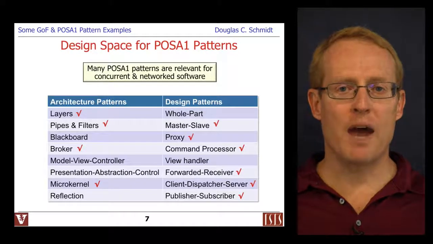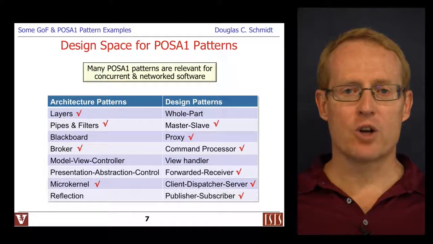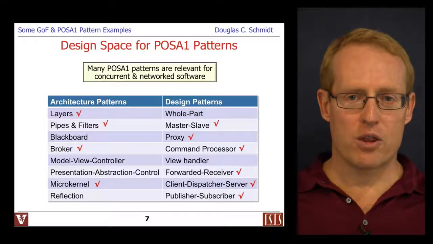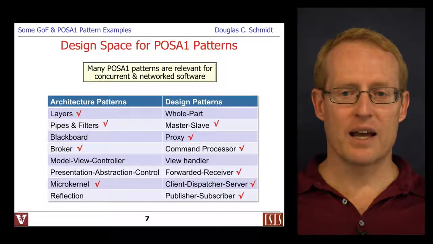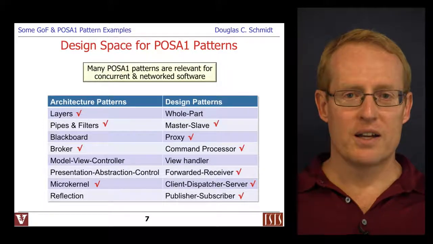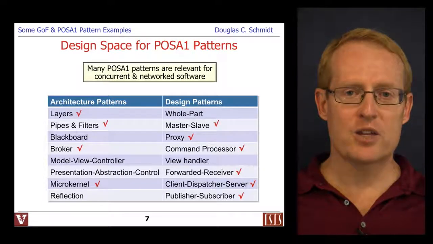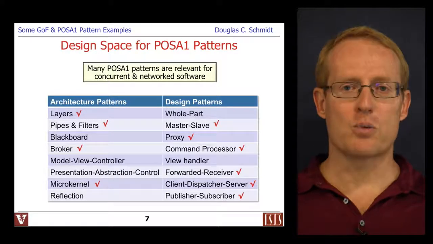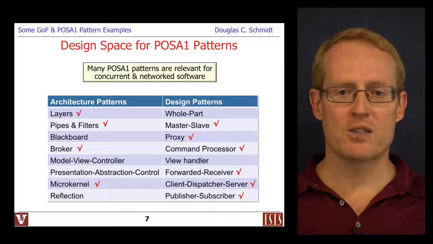Many of the POSA 1 patterns are highly relevant for concurrent and network software. And we're going to talk about a lot of these things throughout the course. We'll be talking about publisher-subscriber, which is somewhat of a variant or an augmentation to observer. We'll be talking about layers. We'll be talking about pipes and filters and so on.